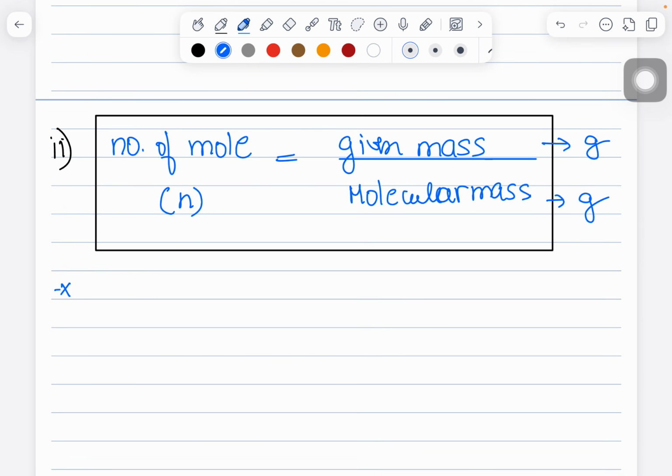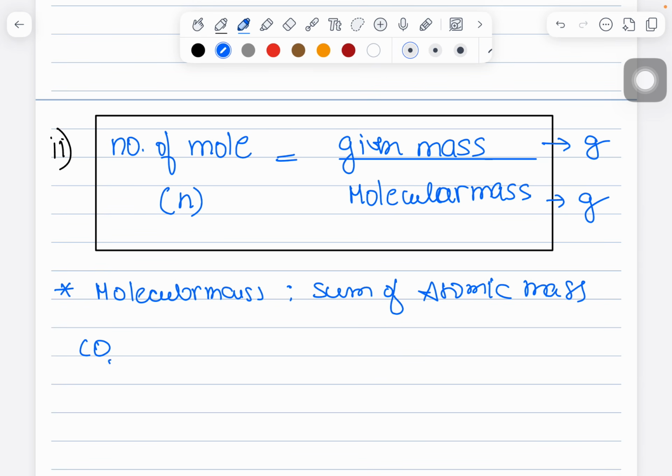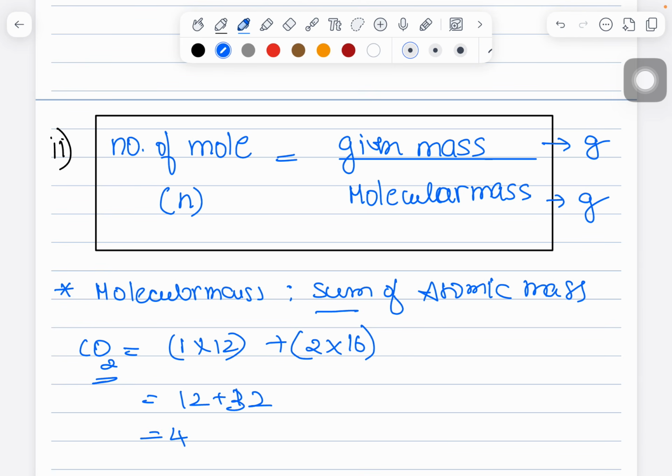Now to recall what is molecular mass. Molecular mass is, if you want you can write it on the page, nothing but the sum of atomic masses. Example CO2. I want to know the molecular mass. That is nothing but, how many atoms of carbon are there? 1 into what is the atomic mass? That is 12. Sum, so it will add. Next, for oxygen, how many oxygens do we have? We have 2 into what is the atomic mass of oxygen? That is 16. So 12 plus 2 into 16 is 32, which sums up to 44 grams.